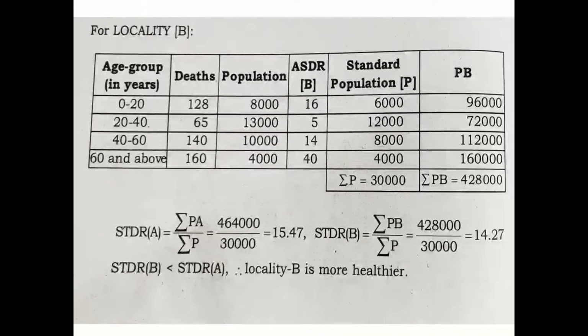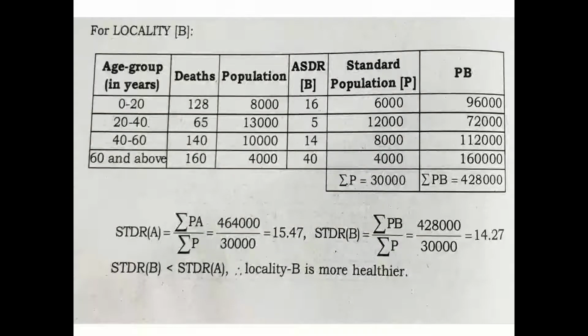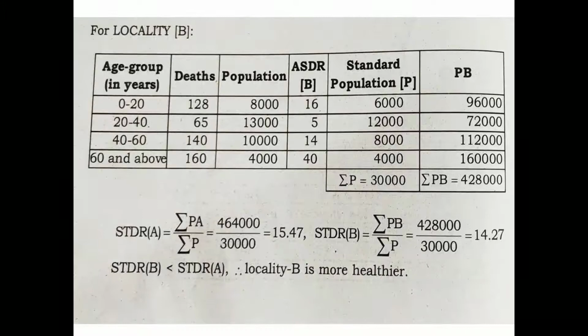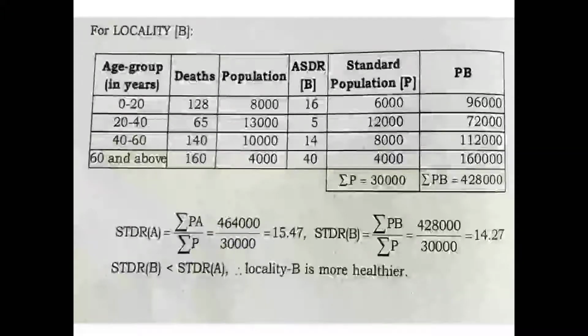So next, the standardized population is given. It is already given for you. So it is 6000, 12,000, 8,000, 4,000. Add all of this, it will give you summation P, which is equal to 30,000. Summation P into B you need to calculate. So first multiply P into B. It is 96,000, 72,000, 1,12,000, 1,60,000, which will give you a total of 4,28,000.